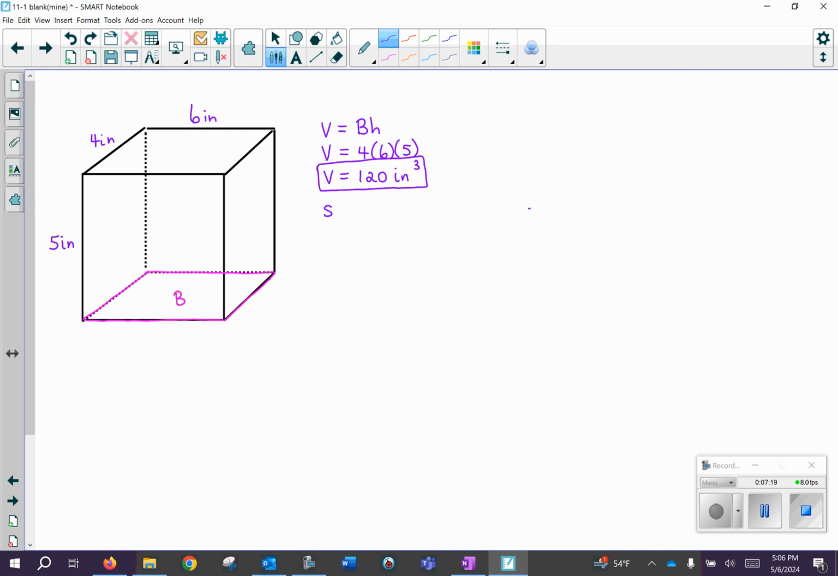The surface area, how much material to build this, would be 2 times the base plus capital P times the height. So 2 times the area of the base is again a rectangle. So base times height, 4 times 6, plus the perimeter of the base. 4 plus 6 plus 4 plus 6 would be 20 times the height of 5 to give us 48 plus 100.